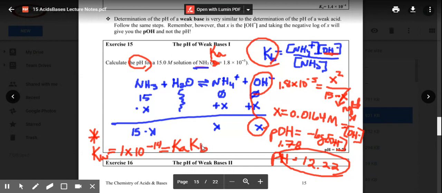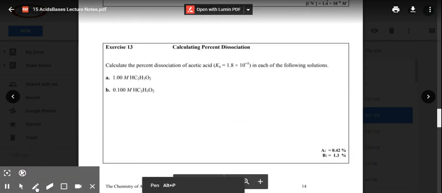get into buffers. So what I showed you is how to take the pH of a weak acid and the pH of a weak base. There's one more thing that I want to leave you with. So I'm going to scroll back up to, I think it's page 14, calculating percent dissociation. Let's talk about what that means. So on page 14, we see calculating percent dissociation.